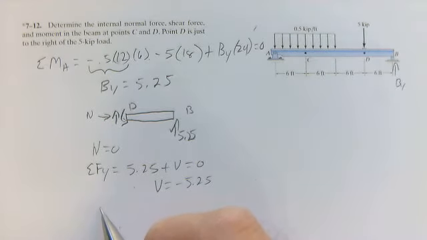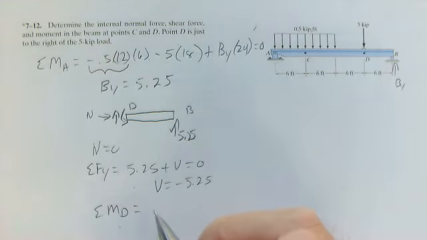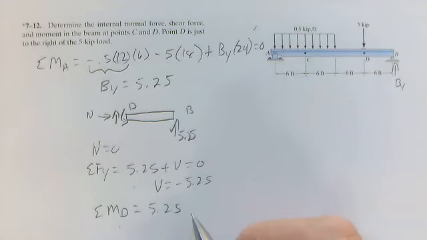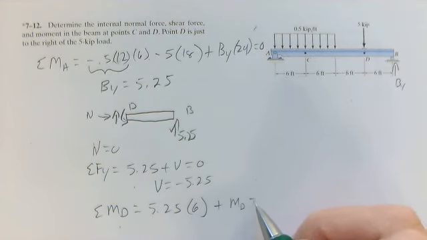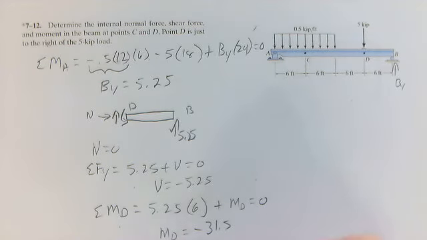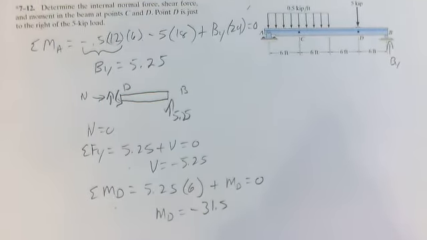Now let's sum the moments about D. So I've got 5.25, that's going to cause rotation this way, so positive, times the distance, 6, plus the moment at D equals 0. So the moment at D equals negative 31.5. So it's actually going the other direction. Well, now we've got the 3 values at D.